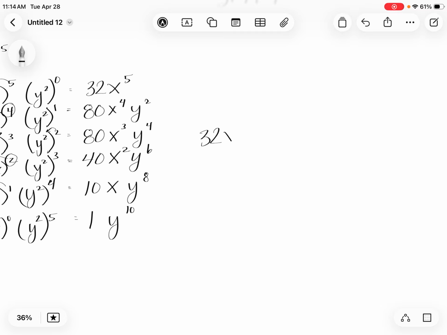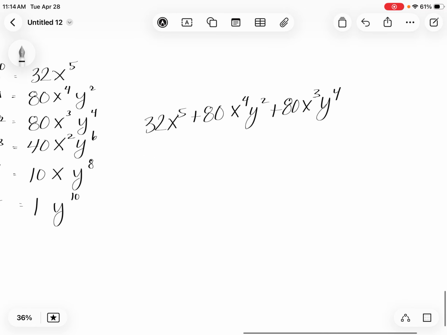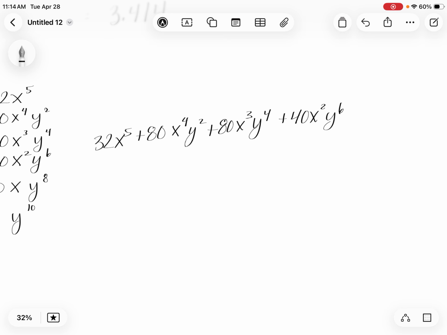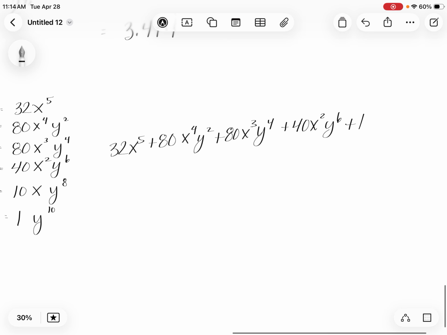It's 32x to the 5th plus 80 x to the 4th y squared plus 80 x to the 3rd y to the 4th plus 40 x squared y to the 6th plus 10 x y to the 8th plus y to the 10th. So that's my final answer for number 11. And the last one, number 12.